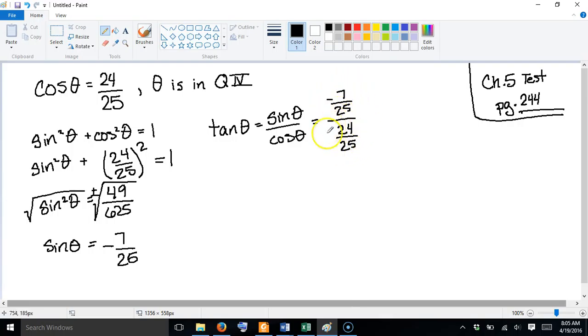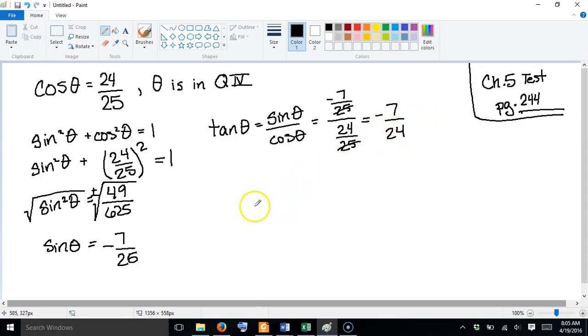Now when you have a fraction over a fraction, then you multiply the numerator by the reciprocal of the denominator, and what happens there is our 25s are going to cancel out, and we get negative 7 over 24.